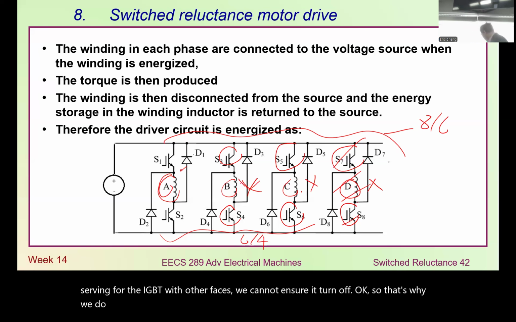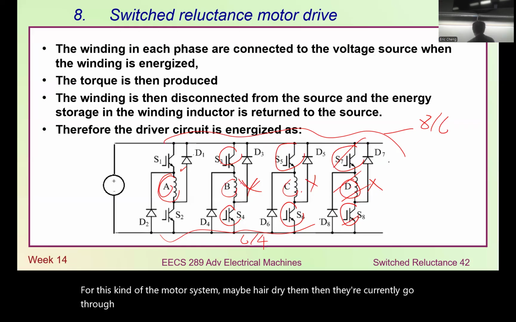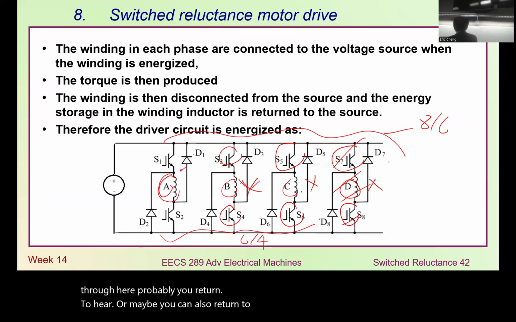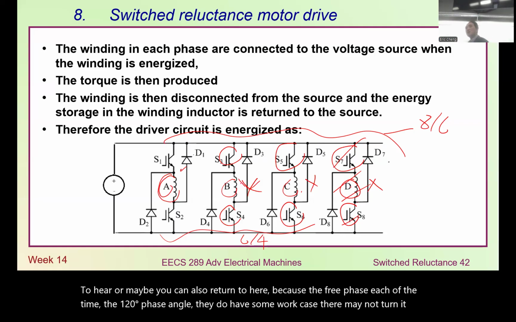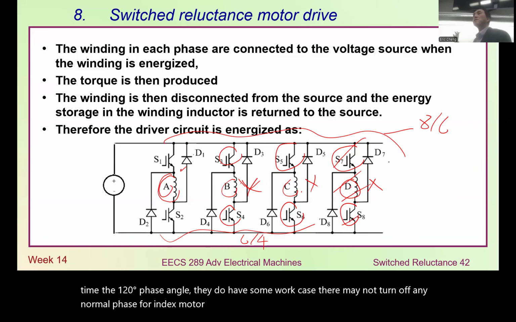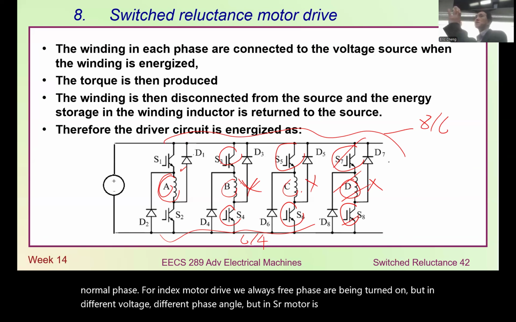But here is different. For this kind of motor system, when we energize them, the current will go to here, and probably return to here, or maybe you can also return to here. Because they're three phase, each time at a 120 degrees phase angle, they do have some voltage there. We're not turning off any one phase. For an induction motor drive, all three phases are always turned on, but at different voltage and different phase angle. But in an SR motor, it's different. We only turn off one phase. So that makes it different.